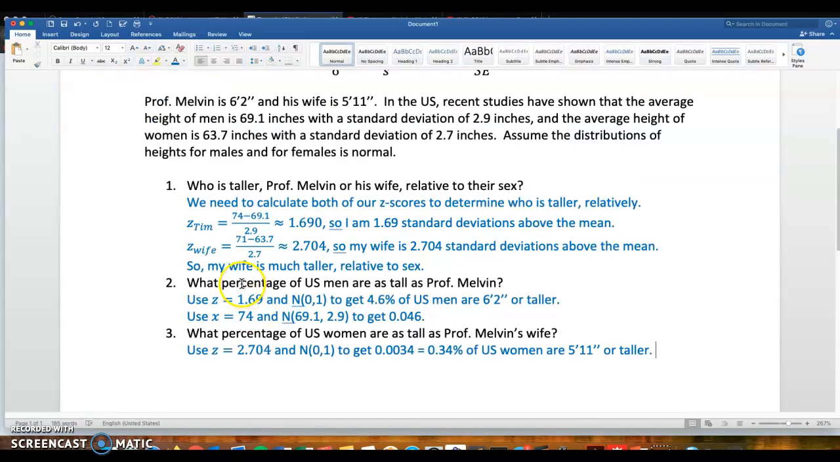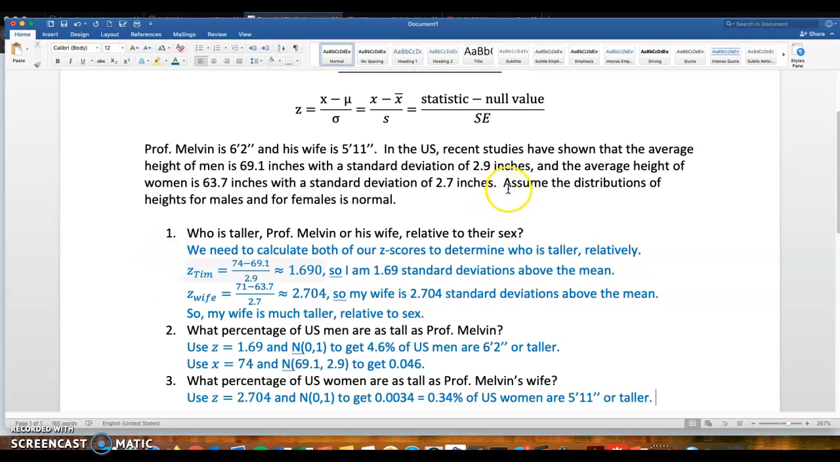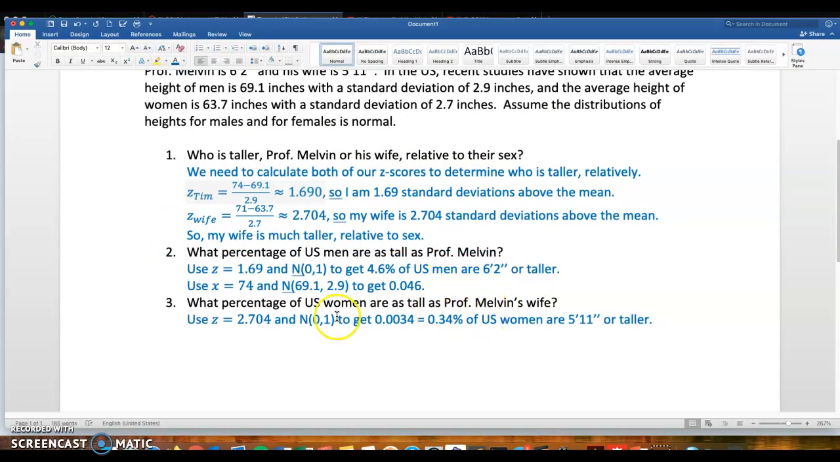All right, I hope this helps get the idea of standardization. It can put different groups that have totally different population means and standard deviations on the same scale. And if we assume distributions are normal, we can use that to get percentages.